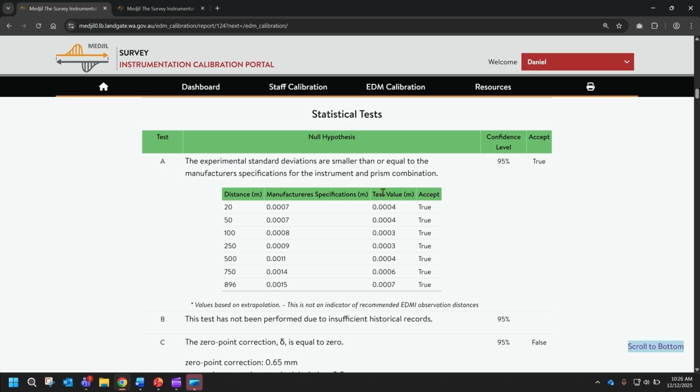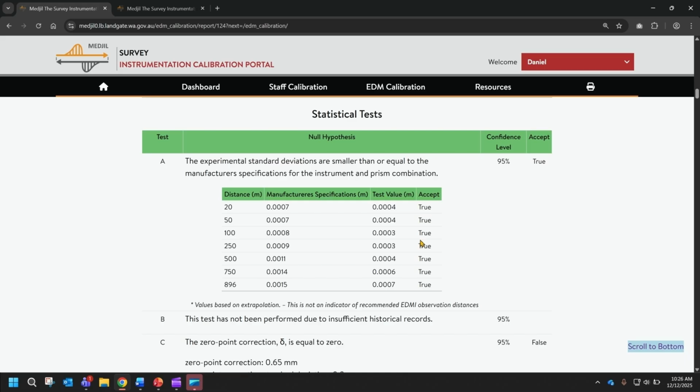If the test values are lower than the manufacturer's specified values, then this except column will say true. In other words, if you see true, your instrument is performing within the manufacturer's specifications at this given distance.